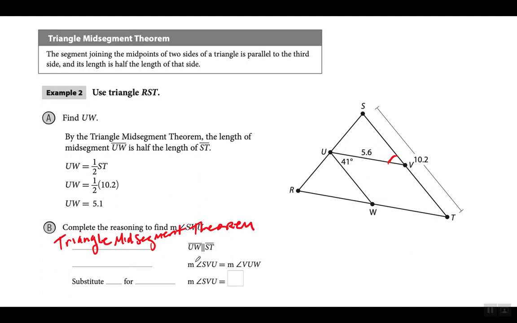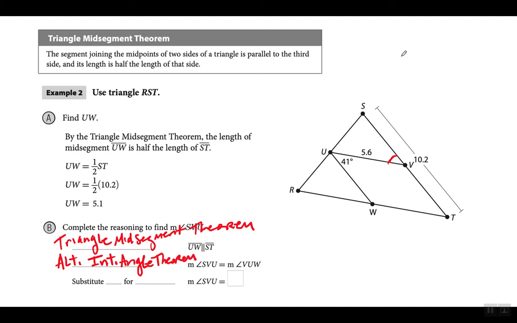The measure of angle SVU is equal to the measure of angle VUW. That is alternate interior angles theorem. Okay, if you forgot what that means, I'll remind you right now. Alternate interior angle theorem.